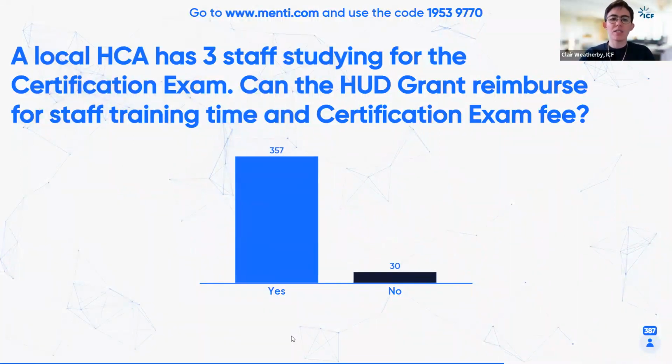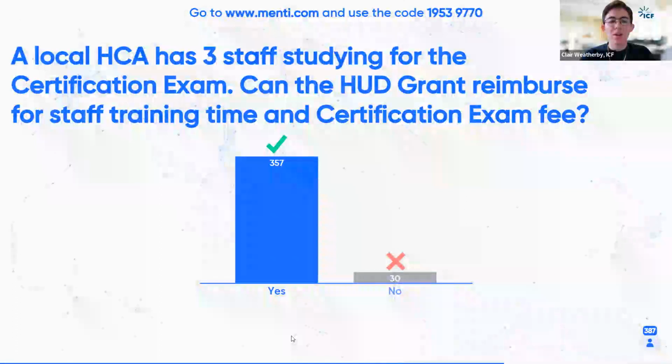And the answer is yes, you can use the grant for these purposes. So if you need that support at your agency, you have the grant, you can use it for training time, you can use it for the exam fee. And as always, you'll want to have your budget approved by HUD and make sure that you have all of your administrative and indirect costs in order, but you should be able to use the grant for that purpose.